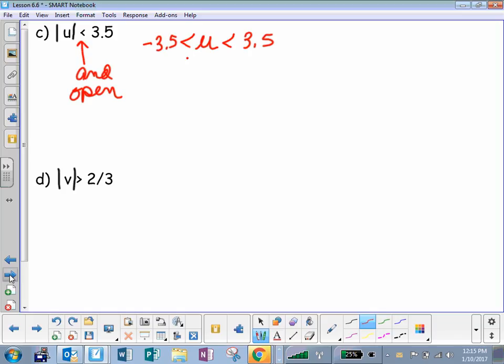That's fine, as long as you remember. So 3.5 open, negative 3.5 open, arrows on the number line, and I'm going towards each other. So I'm going to be in between.